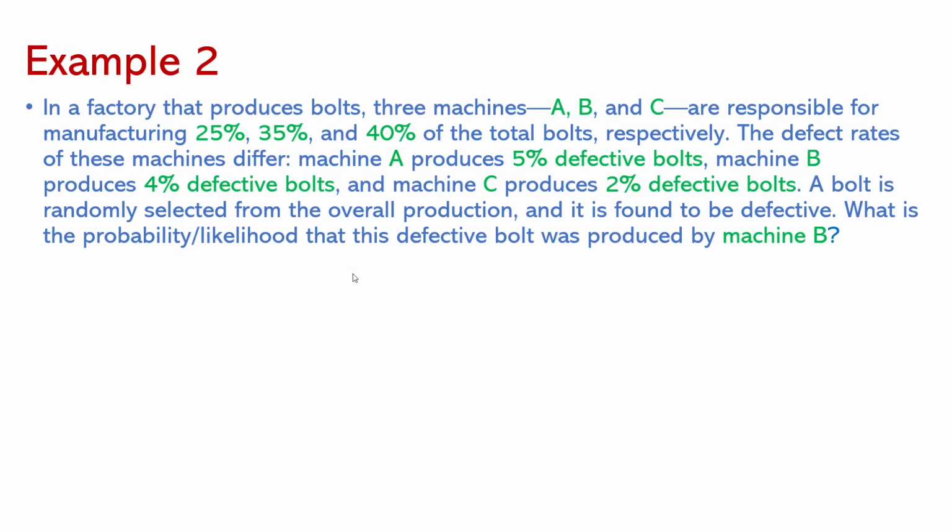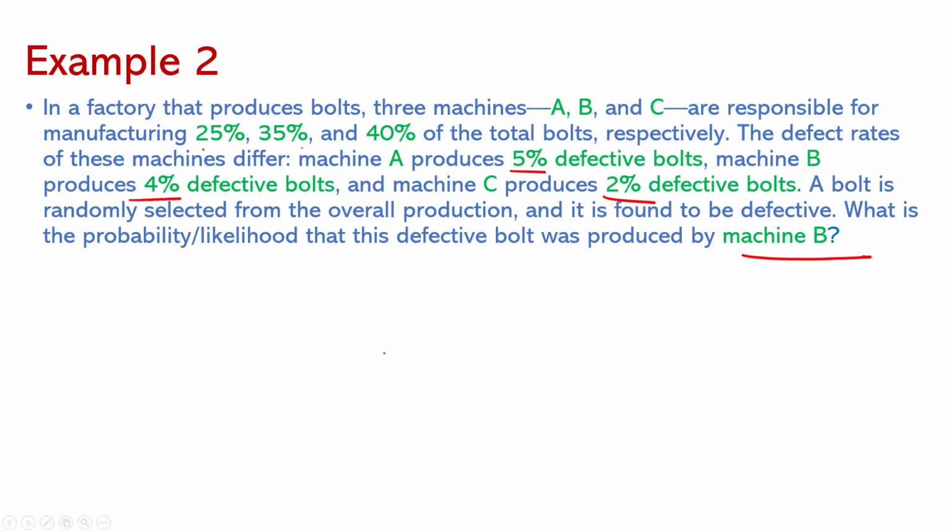In a factory that produces bolts, 3 machines A, B, C are responsible for manufacturing 25, 35 and 40% of total bolts. Okay, there are 3 machines A, B, C and each of them is responsible for producing this many bolts. The defect rates of those machines differ. Machine A produces 5% defective, B produces 4%, C produces 2%. A bolt is randomly selected from the overall production and it is found to be defective, right? What is the probability that this defective bolt was produced by machine B?